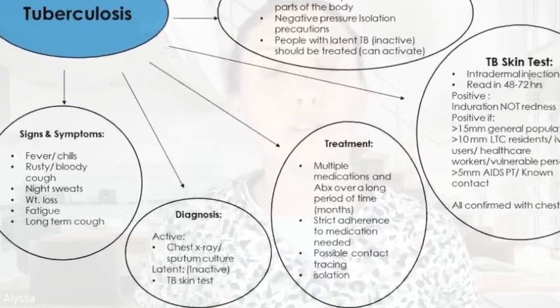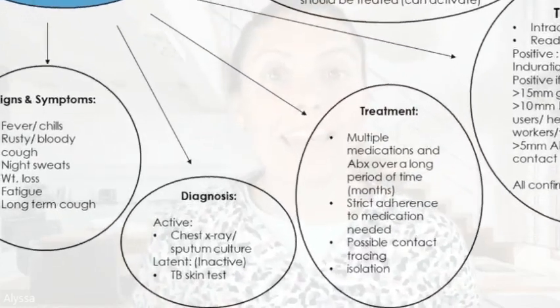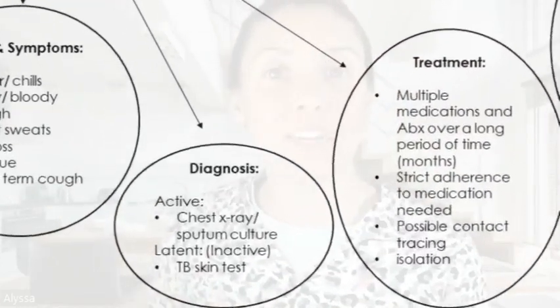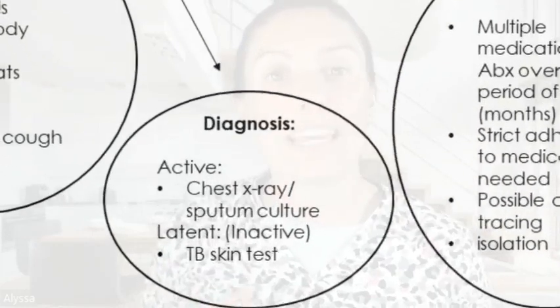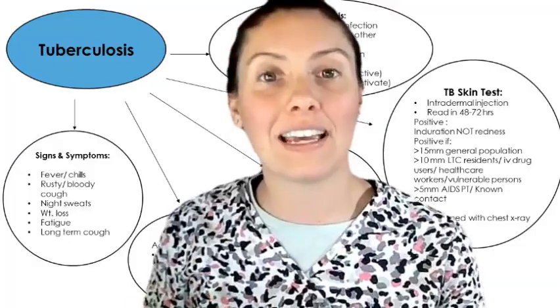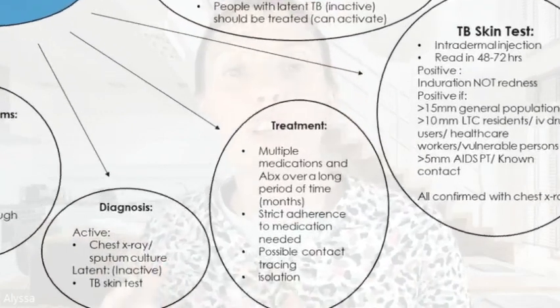So how is TB diagnosed? Active TB is diagnosed through a chest x-ray, and latent or inactive TB is diagnosed through a TB skin test.